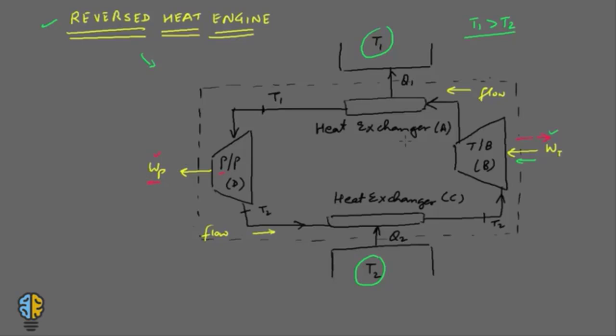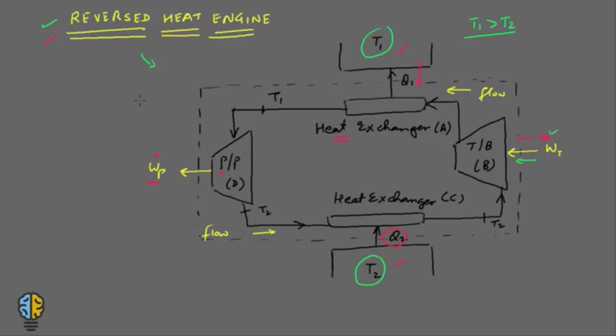If this was a cyclic heat engine, then the flow of heat would happen from temperature T1, but now the flow of heat is out of this heat exchanger into this energy reservoir, and you are absorbing heat Q2 from the heat sink. So each and every process is reversed in a reversible Carnot cycle, and therefore it becomes a reversible heat engine.